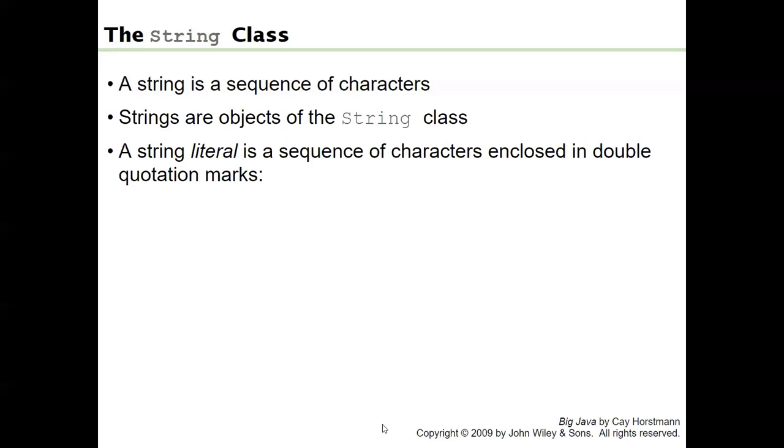A string literal is a sequence of characters enclosed in double quotation marks. Now, we've used these a lot so far in this class. We just haven't known what to call them. So a literal is something, say, this literally means this. We're literally putting this into the code. It's hard-coded to hello world. That's called a string literal. It's actually hard-coded into the program somewhere.